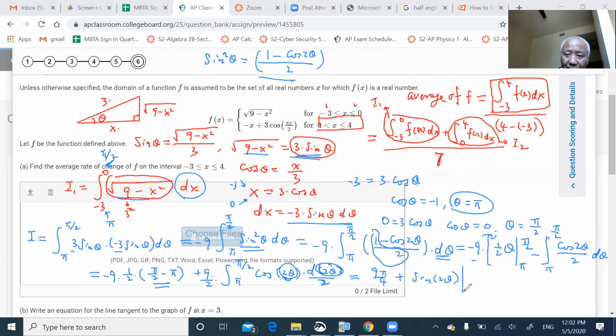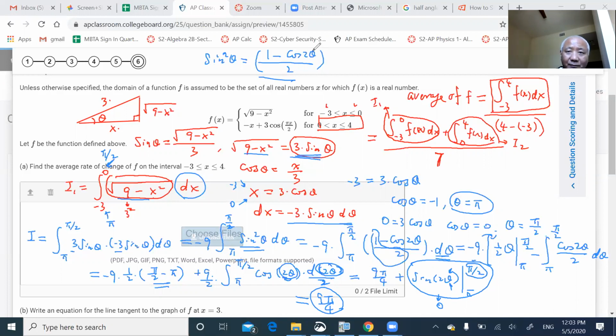And then we plug in pi and pi over 2, like this. If you put pi over 2 here, 2 times pi over 2 is pi, and sine pi is 0. And if you put pi here, 2 pi, sine 2 pi is still 0. So no matter what, this whole thing is 0. This one equals 0, so the final answer will be 9 pi over 4. Okay? So that's this part here, we got it.